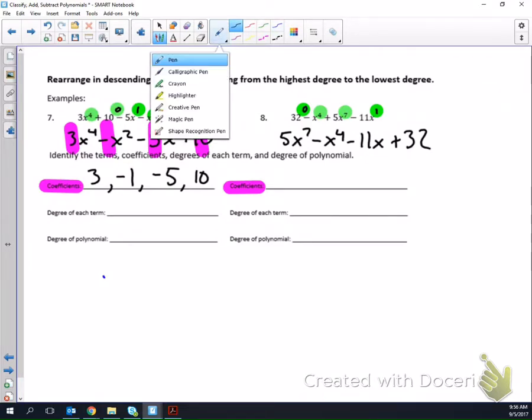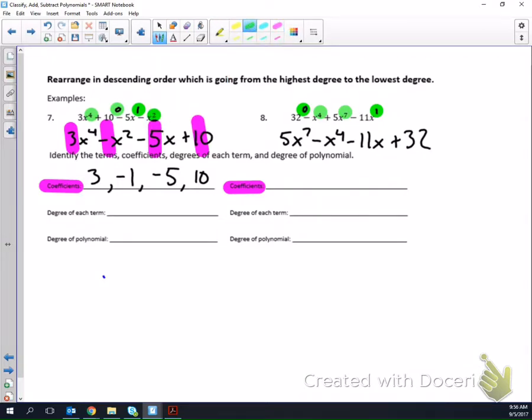Next, it wants those degrees again. So my degrees are just the exponents, which in order are going to be 4, 2, 1, 0. The degree of the entire polynomial is just the highest degree, 4.